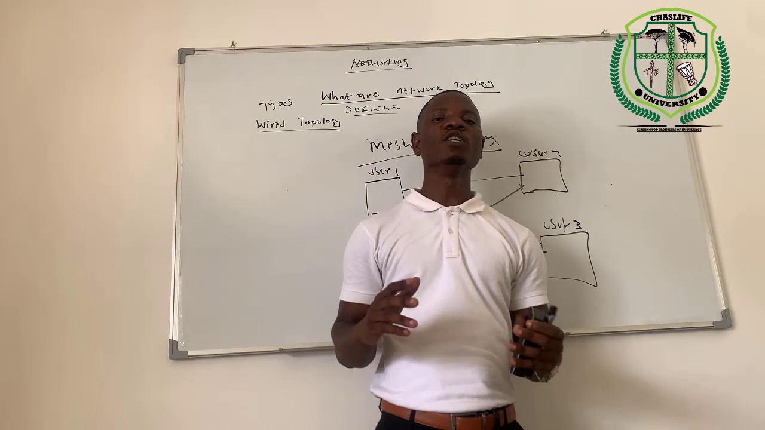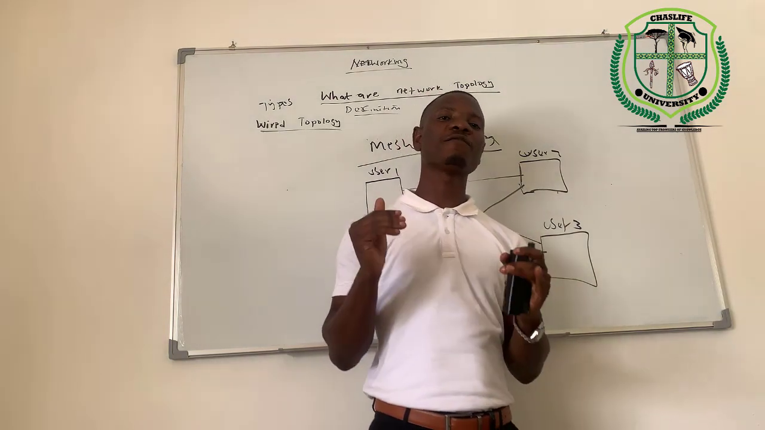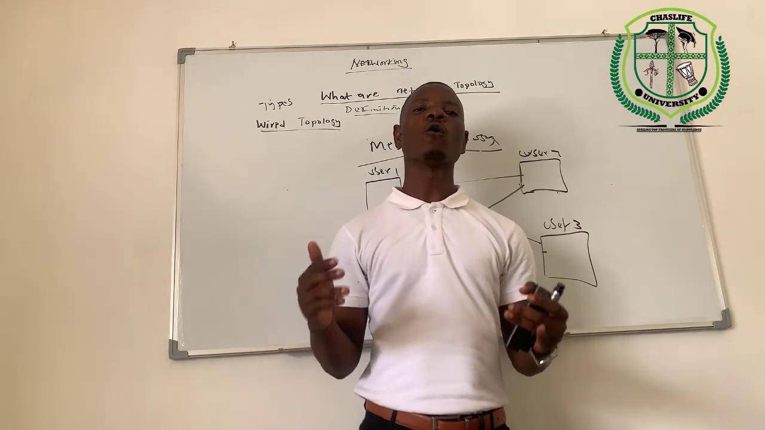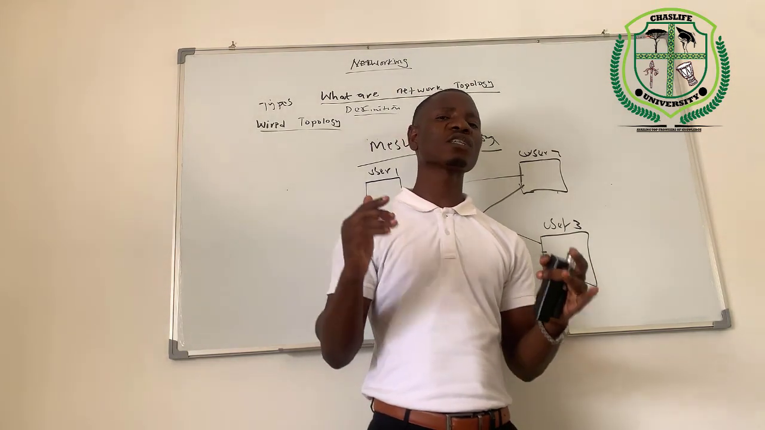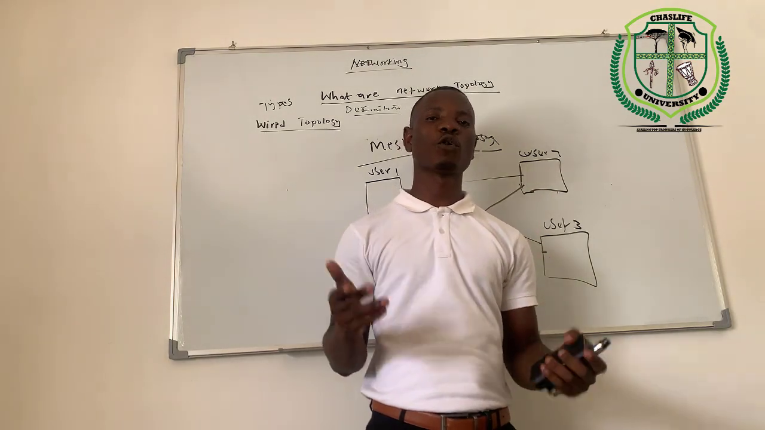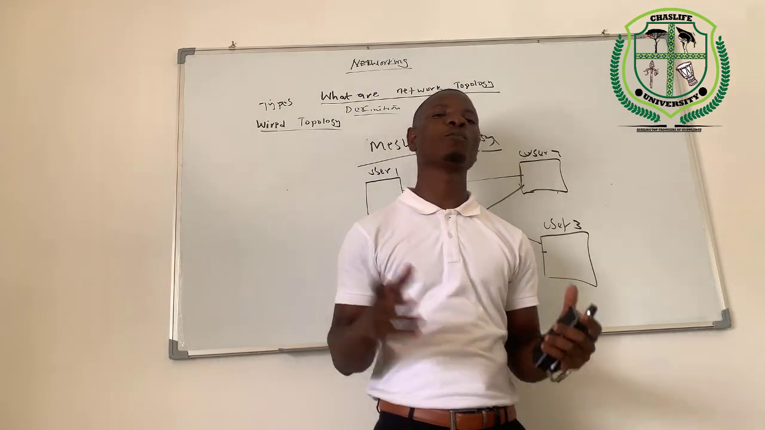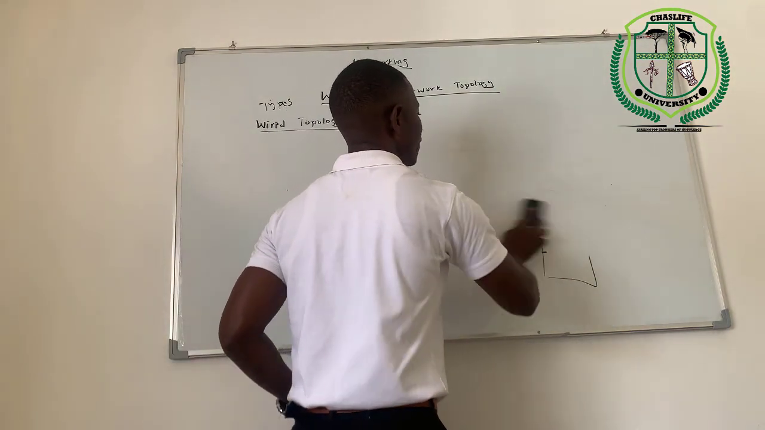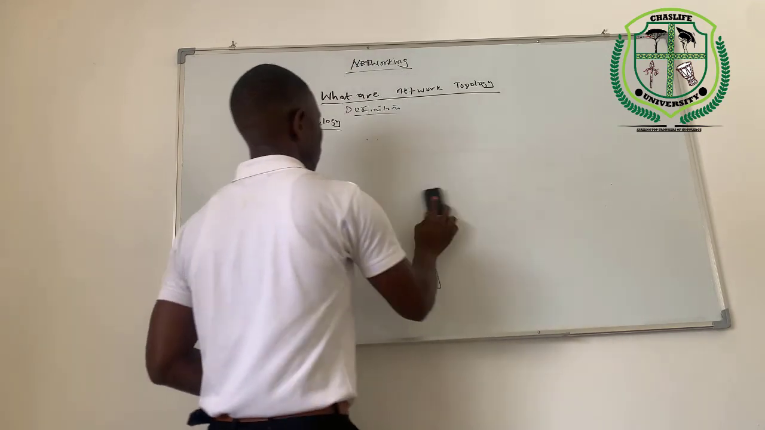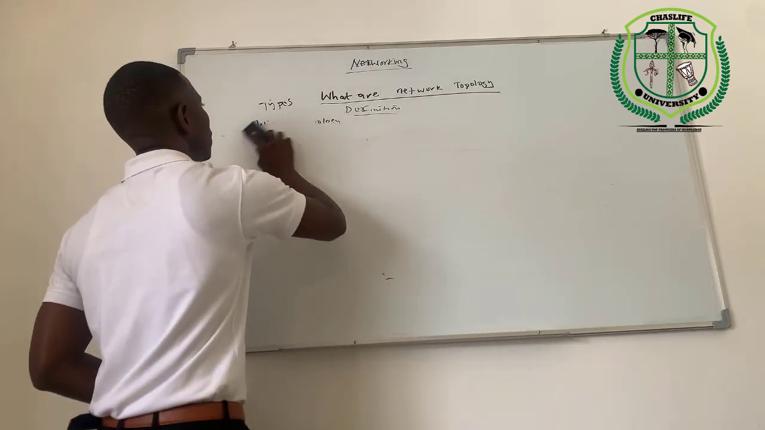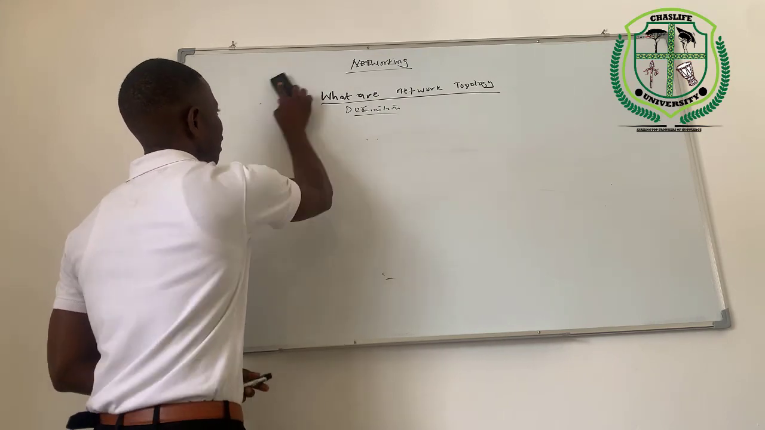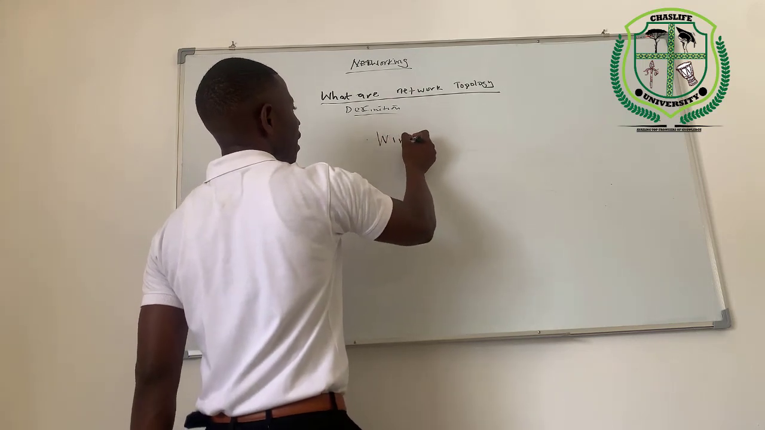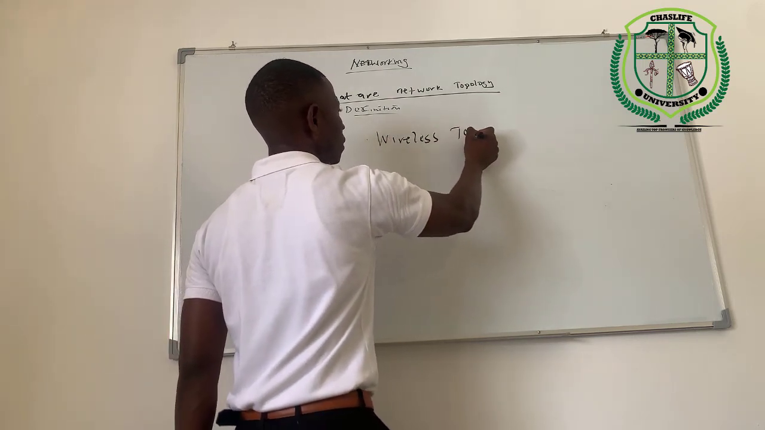Are we together? Okay, we have talked about the 4 wired topologies. Now let us also look at the wireless topologies and their diagrams and structures. So we're dealing with wireless topology.